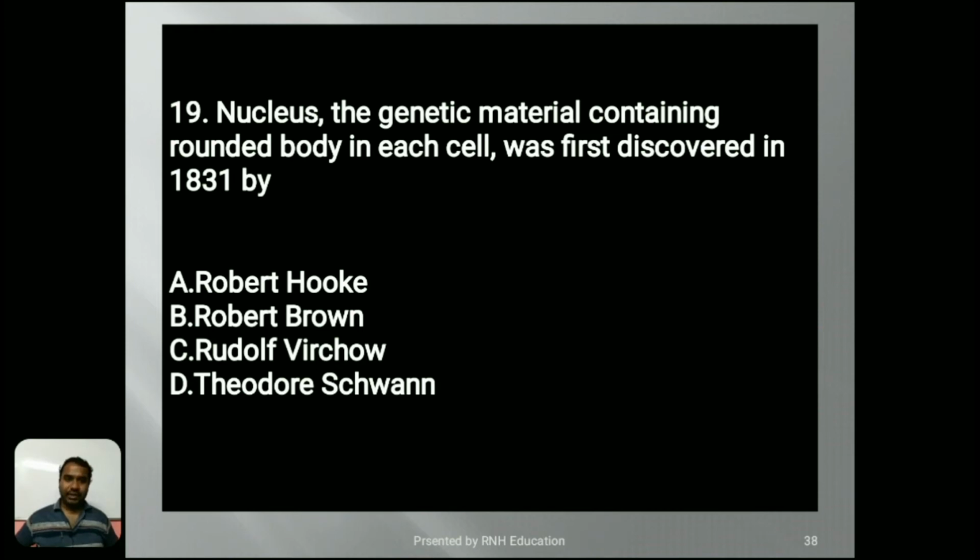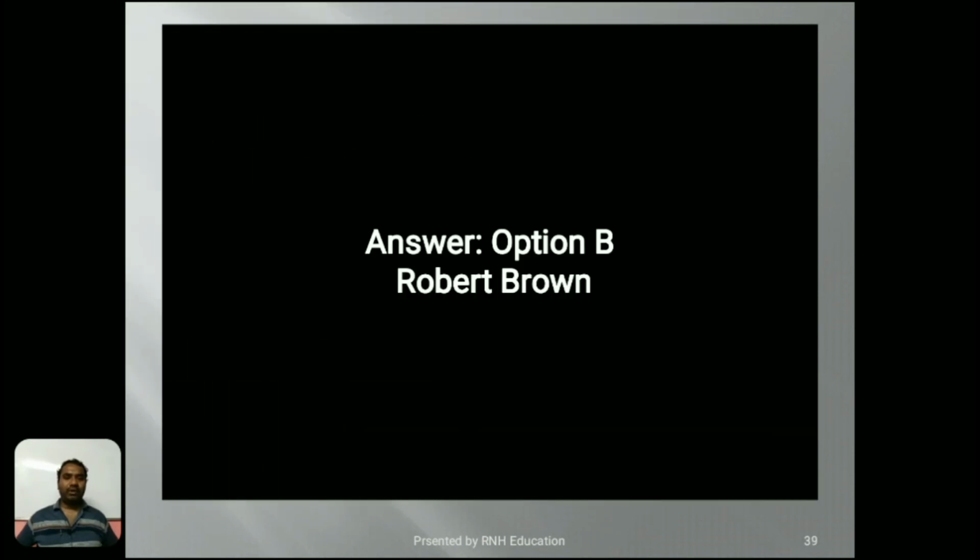The next question, that is question number 19. Nucleus, the genetic material containing rounded body in each cell, was first discovered in 1831 by. Options are A, Robert Hooke, B, Robert Brown, C, Rudolf Virchow, and D, Theodor Schwann. Let's see the answer. The answer should be B, Robert Brown. Okay, the answer is Robert Brown.